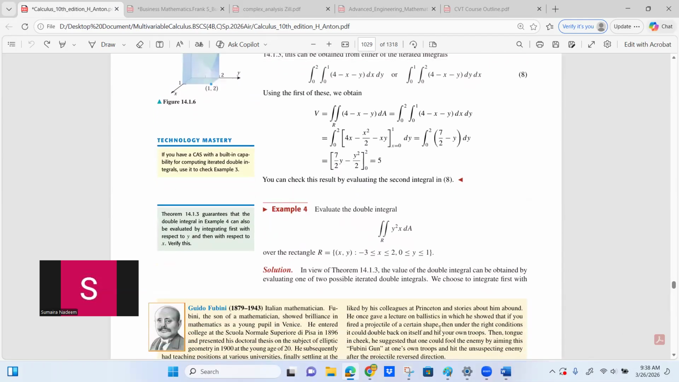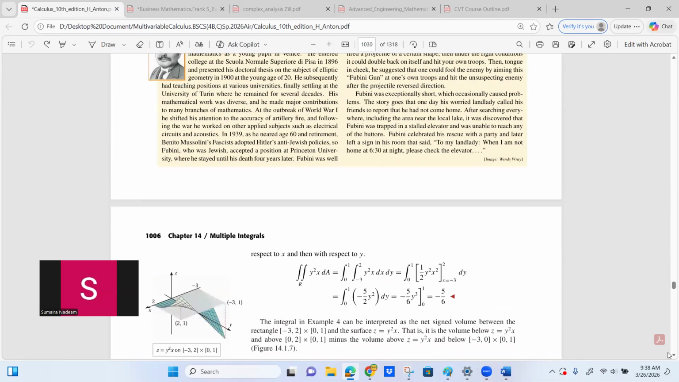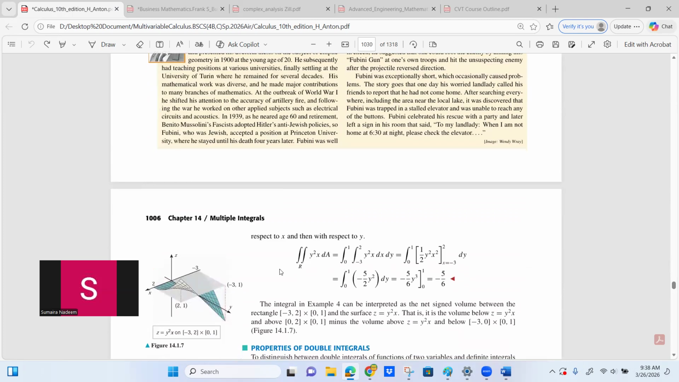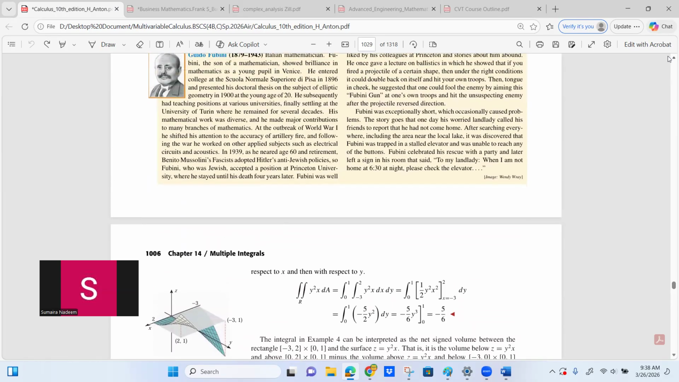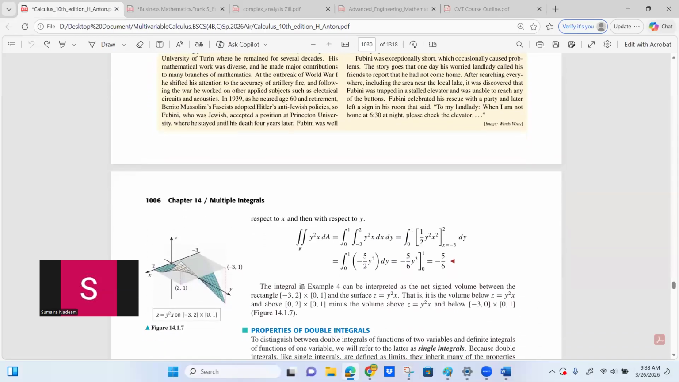Then exercise 14.1 will start. Evaluate the double integral of y square x dA. So 0 to 1 and minus 3 to 2 of y square x. According to this we have set the values: x values are minus 3 to 2 and y values are 0 to 1. So minus 3 to 2, 0 to 1, y square x.